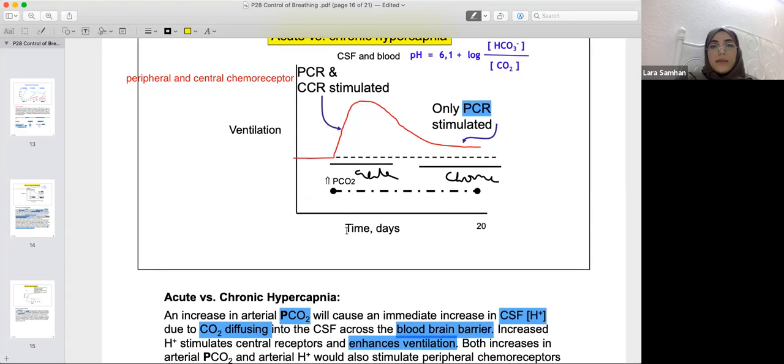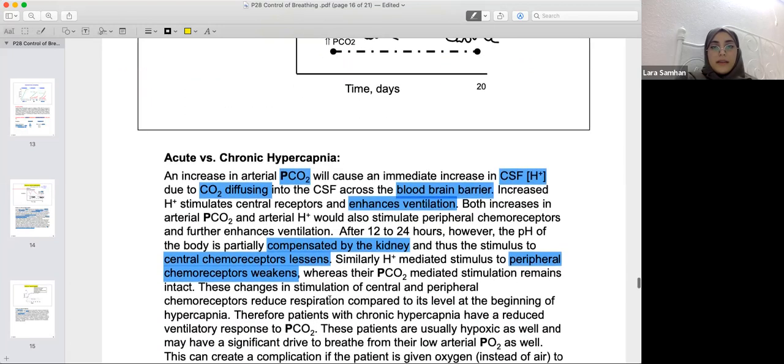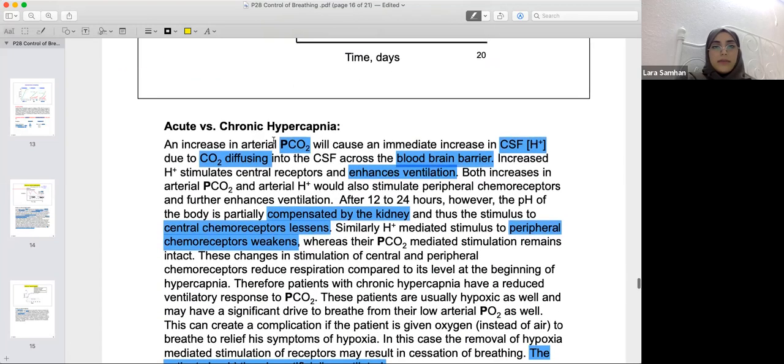Now we have this, and this basically explains it. We can just have a very quick review. It says here that if we have an increase in the CO2 levels, that means we're going to have high H+, high acid in the body, low pH. The CSF, as we said, will definitely sense that we have these high H+ levels in the blood, and we will enhance ventilation, and we will have hyperventilation.